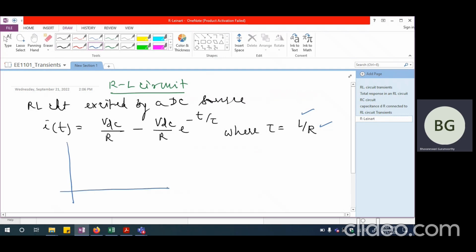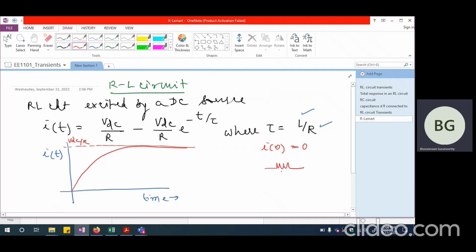Just to draw this graphically, if this is i of t and this is the time, the current is going to start from 0 and then reach the steady state somewhat like this. The steady state value of current is VDC divided by R. I am going to have i of 0 equal to 0 because the initial current is not there. The current is slowly building up.